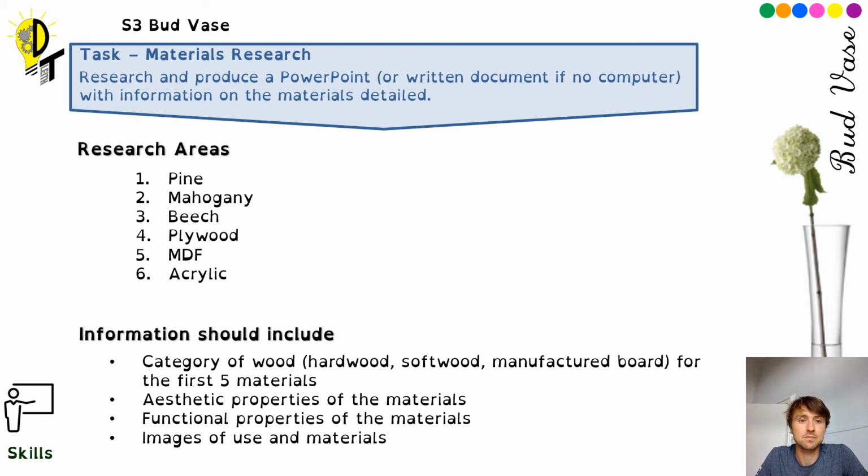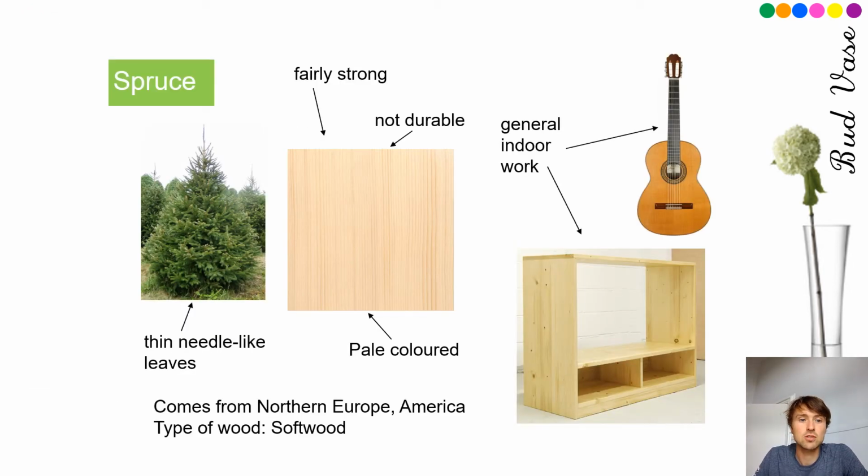I've got a couple of examples here. So here's one, spruce. So we've got a nice image of it actually growing. We've got images of the material itself there, which are annotated, pale in colour, and we've got some properties as well. So it's fairly strong, it's not durable, and it's generally indoor work. This is what it's been described as. So it's mainly used for products which are used indoors. It comes from Northern Europe, which is a little bit of extra information there, and that's great. And it's a type of wood, it's a softwood. We've got no explanation of what a softwood is, but if you can include that, it will be really useful as you go through the year. So that's one example there.